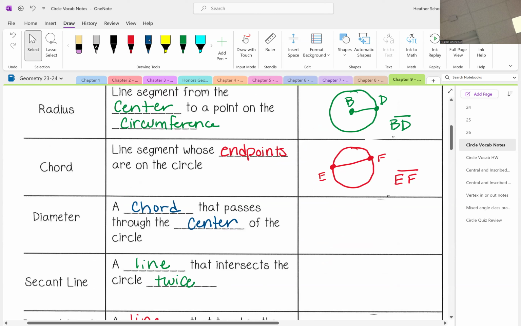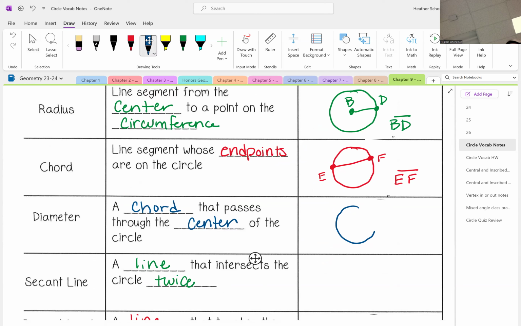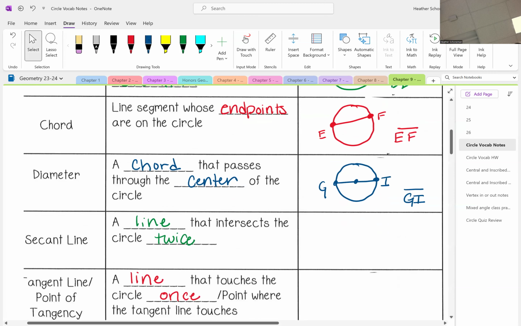Now, a diameter is a special kind of chord. A diameter is a chord that goes through the center of the circle. The diameter is always the largest chord in the circle. So in this picture, segment GI is our diameter. And again, radius, chord, diameter, they're all segments. So it's 2 letters with a bar over it. The order doesn't matter.